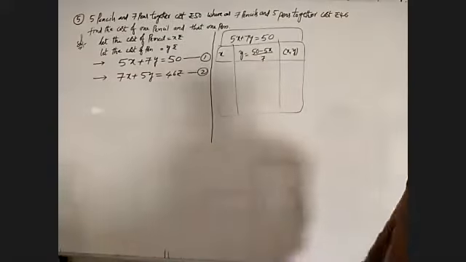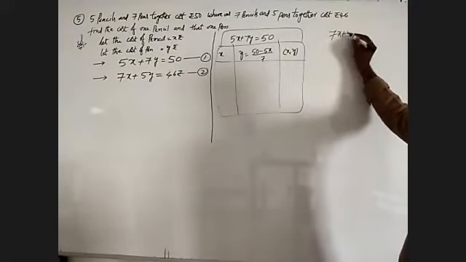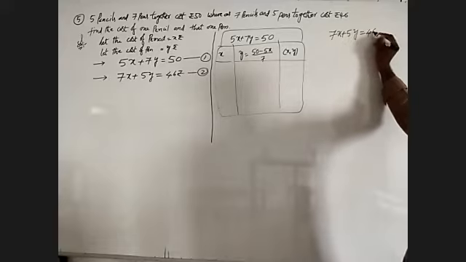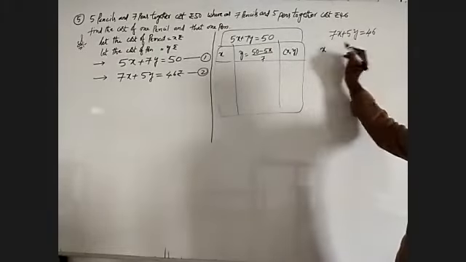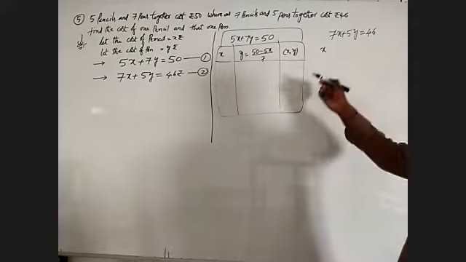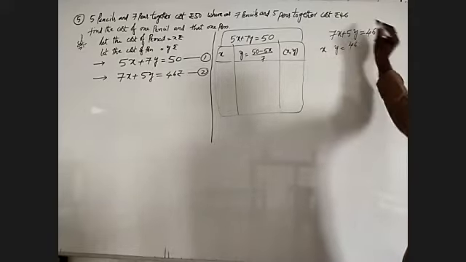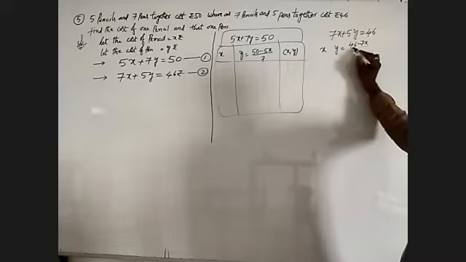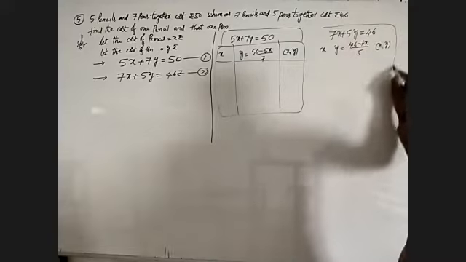And the second equation is 7x plus 5y must be equal to 46. Here we have to consider some x values. Here we have to take y is equal to (46 minus 7x) by 5. After that, we have to take the values x comma y.